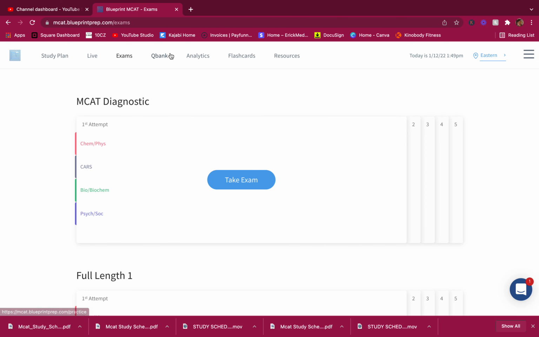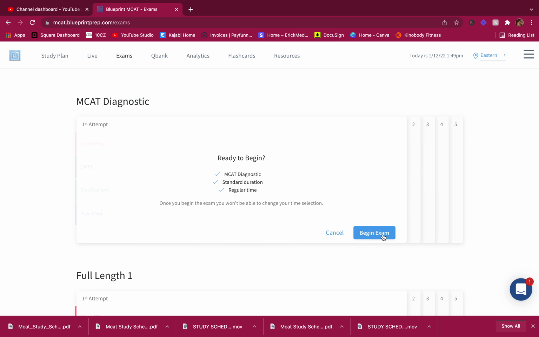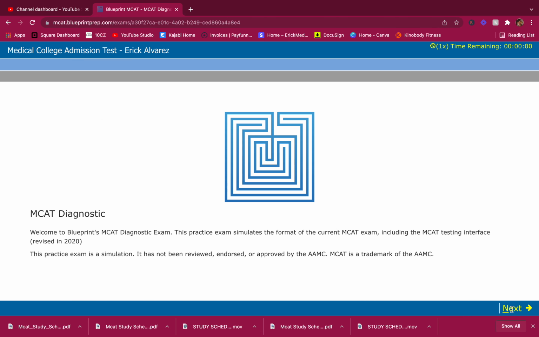So I'm doing a free passage from the Blueprint company. You go ahead, make an account, and they give you a free whole entire FL. It's cool, put your information in, it's all completely free. Let's go. There's a regular time so you guys can see this live. Okay, ready to begin.